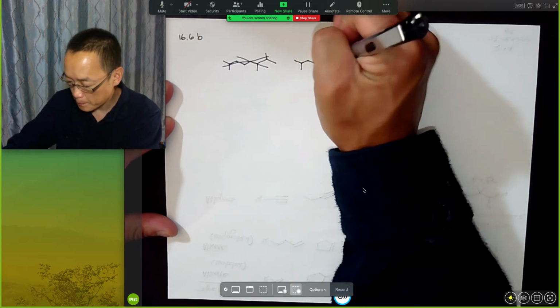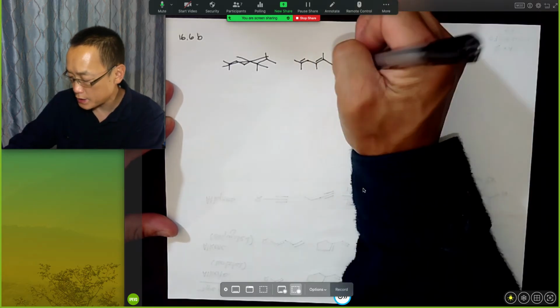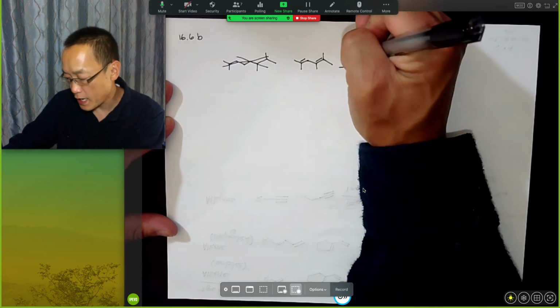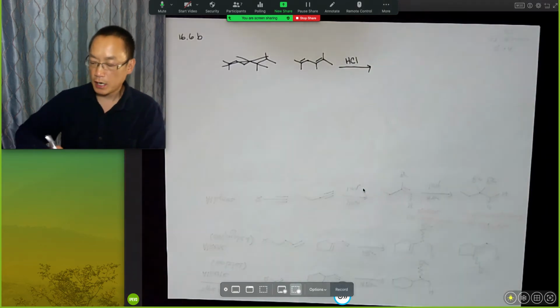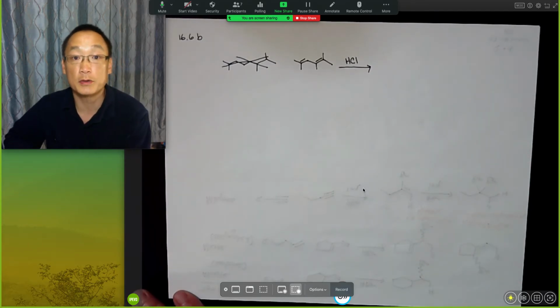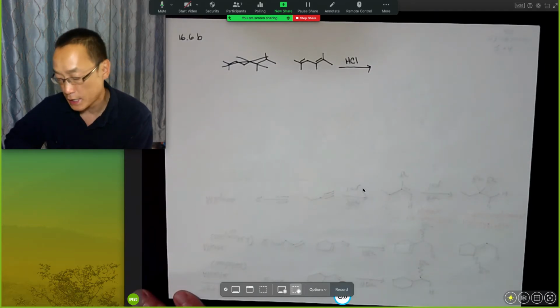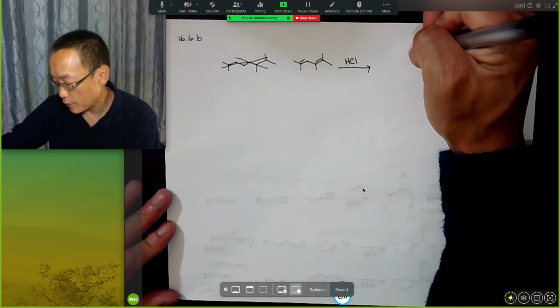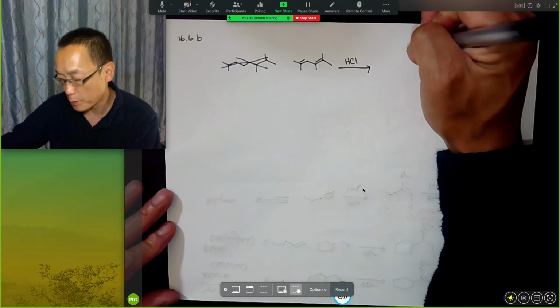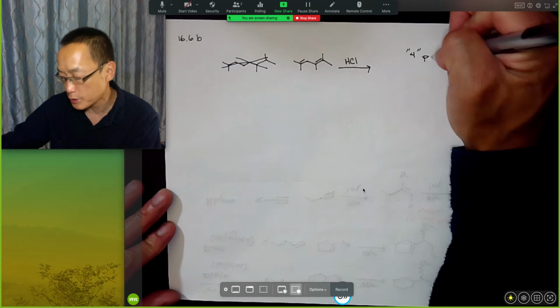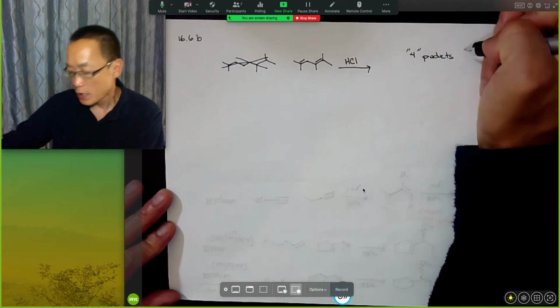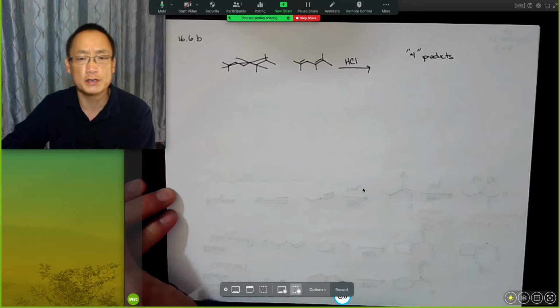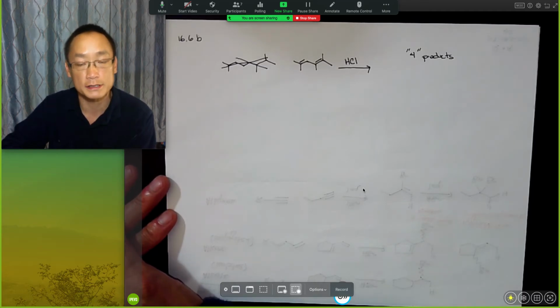There we go. So here's the conjugated diene system, and we are going to add HCl to this species, and trying to determine what products we would expect to see as a result. And there seems to be this hint that there will be, in quotes, 4 products. So what I'm going to do is work through the formation of those 4 different products, and then talk about why we don't see instances of other things.